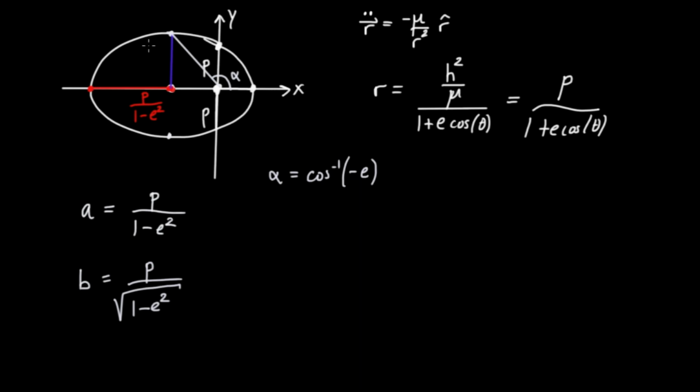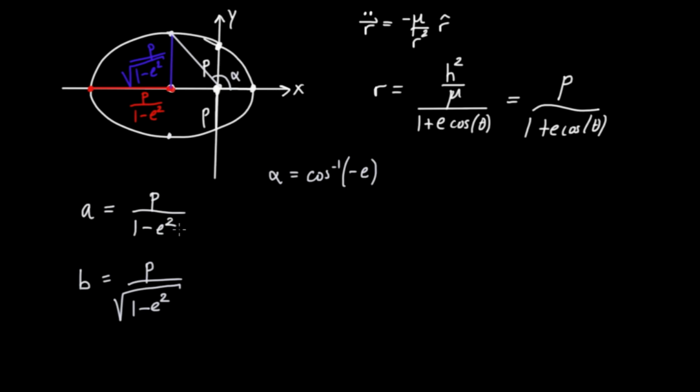So let me label that here. The semi-minor axis, that's p over the square root of 1 minus e squared. So these are some important parameters of the ellipse. We've got 3 so far, just to review. We have the semi-latus rectum here. We have the semi-major axis here. And we have the semi-minor axis. Now you'll see that analyzing the ellipse in this detail is going to make proving Kepler's third law quite simple.